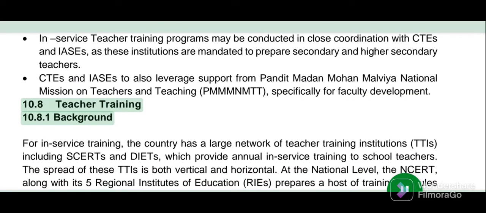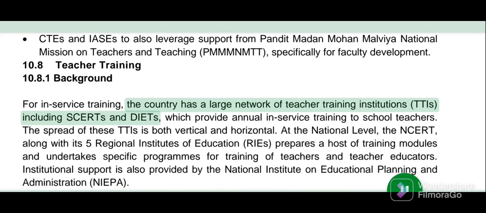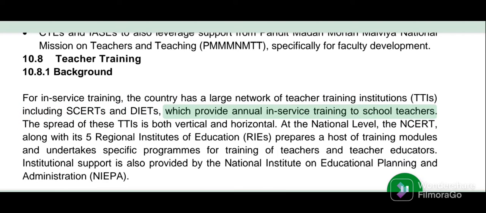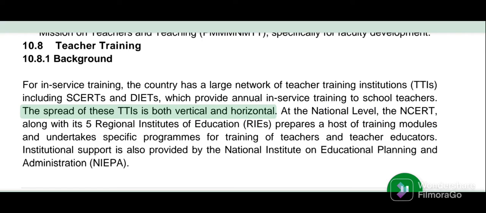10.8 Teacher Training. 10.8.1 Background. For in-service training, the country has a large network of teacher training institutions (TTIs), including SCERTs and DIETs, which provide annual in-service training to school teachers. The spread of these TTIs is both vertical and horizontal.